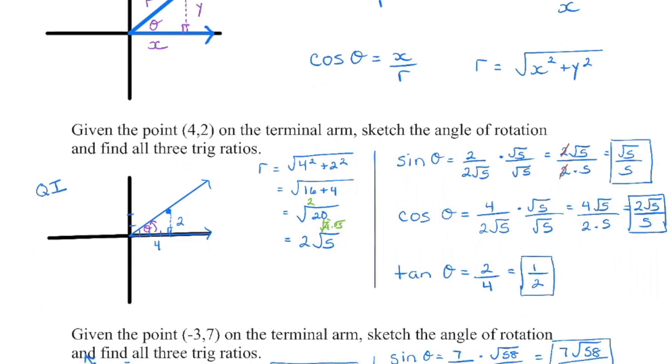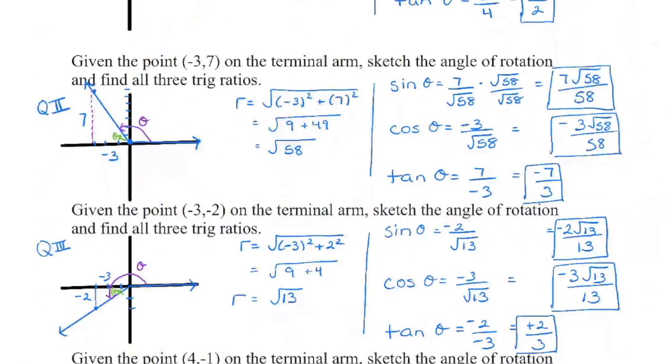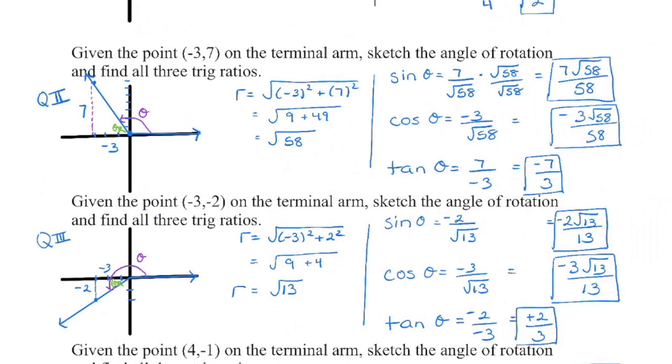All right, and then I continued on. So my next one here, I now have a point on the terminal arm of (-3, 7). So -3, we're going to go over here, and 7, we're going to go up here. So now I'm going to terminate in quadrant 2. I go through the same process. I calculate that radius by using Pythagoras' theorem.